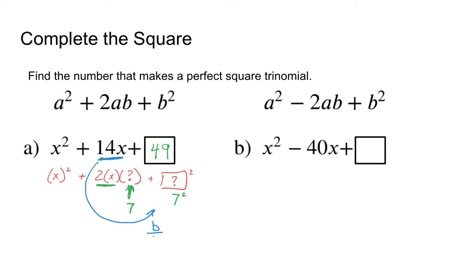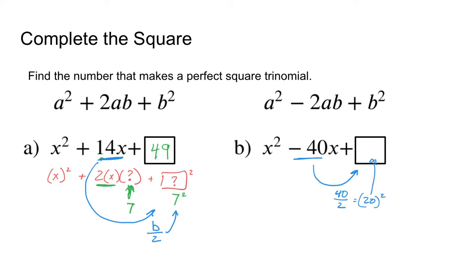You're going to take that b term and divide it by 2 to get this number that's going to go right there into the box after I square it. Let's try that out with letter b, right? x squared minus 40x. So I get negative 40, which means, according to that shortcut, 40 divided by 2, which is equal to 20, goes into this box.